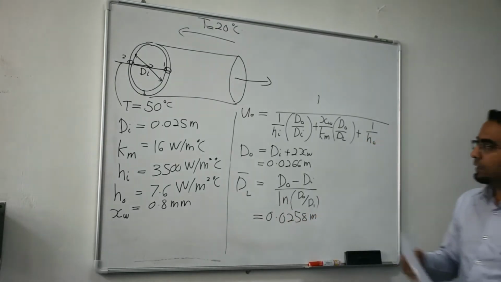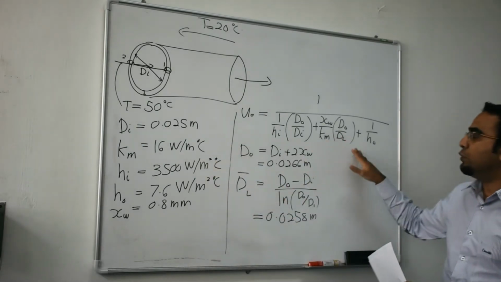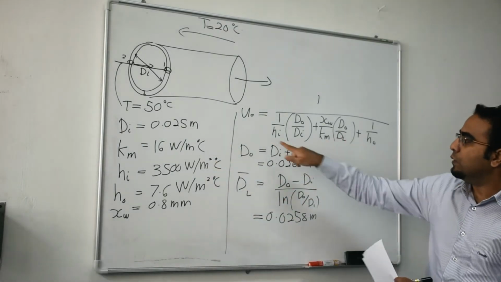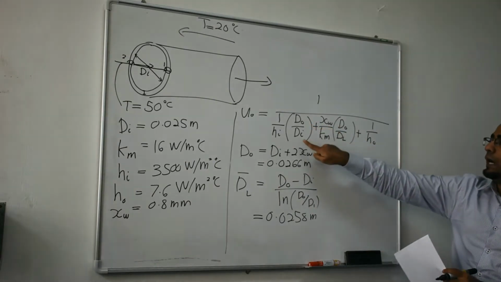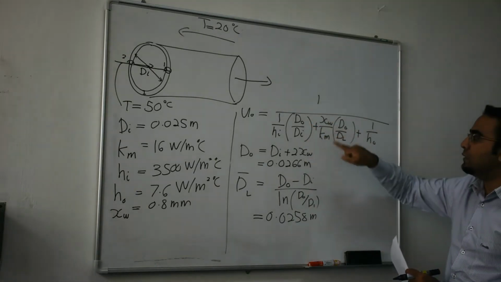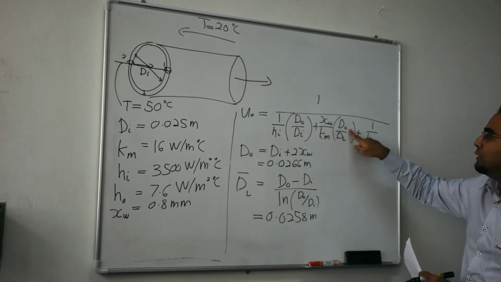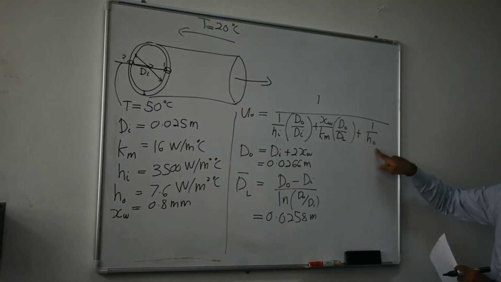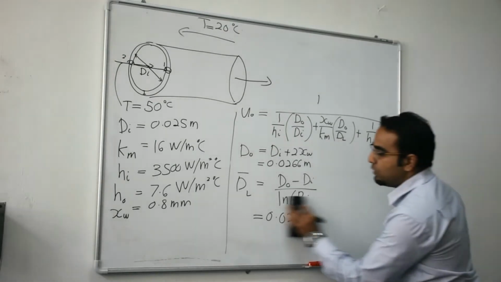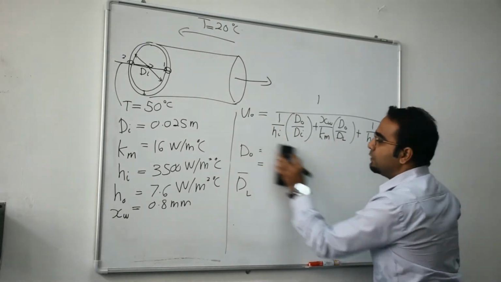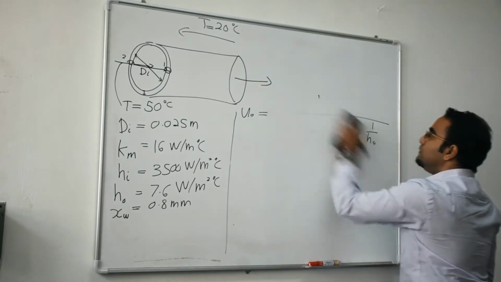So now if you look at the information that we have with the equation, we have all the information. We know our HI value, we know our DO value, DI value is known, XW is known, KM is known, DO is known, DI is known, and HO is known. So now we can just substitute all the values into the equation and we can find the value of UO.